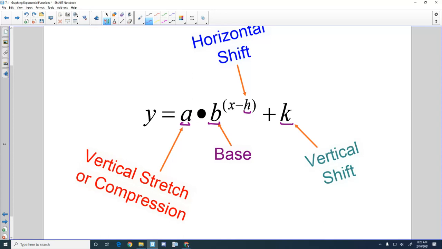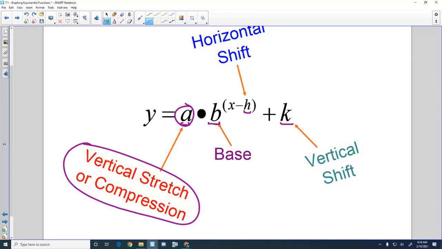Some of these letters are familiar. For example, look at A. A is the vertical stretch or compression. Hasn't it always been the vertical stretch or compression on all the graphs we've done so far this year? Same thing, right? If it's a number bigger than 1, it's going to be a vertical stretch. If it's a fraction, a number less than 1, it'll be a compression. It's like 1/2 of the original height. Or if it's a 3, it'll be 3 times the original height for that vertical stretch.